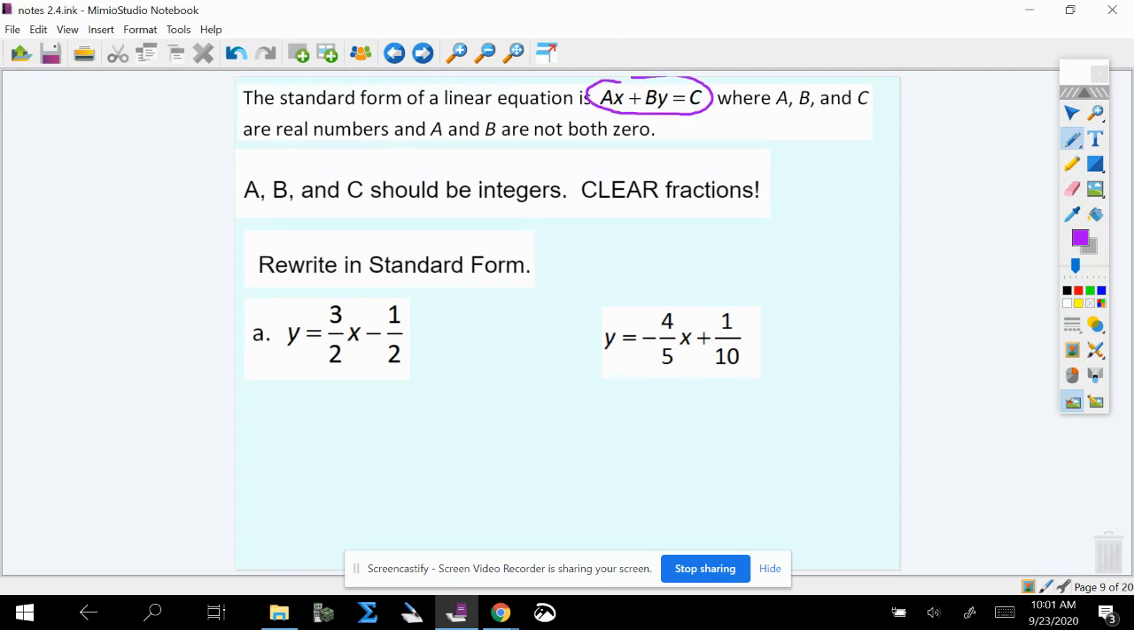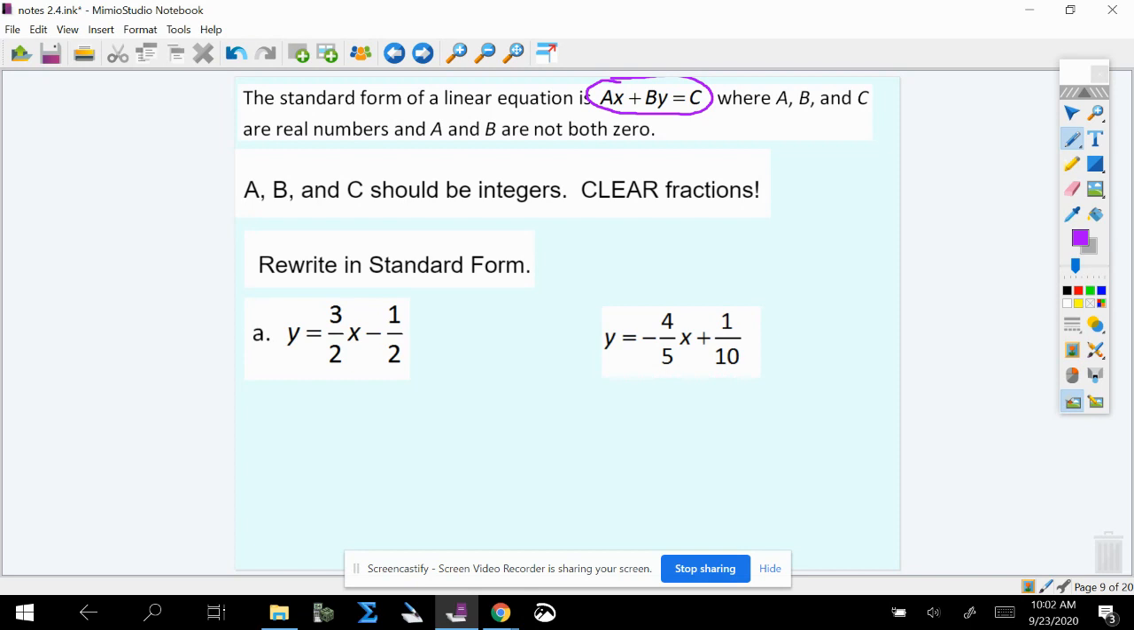alphabetical order. You're going to always put your x term first, plus or minus your y term, and then your equal sign, and then your c term, which is your constant. So you're going to have your x's, then your y's, those are going to be together on the left side of the equal sign, and then any constant you have is going to be on the right side. So the first thing you want to check is make sure the terms are in order.